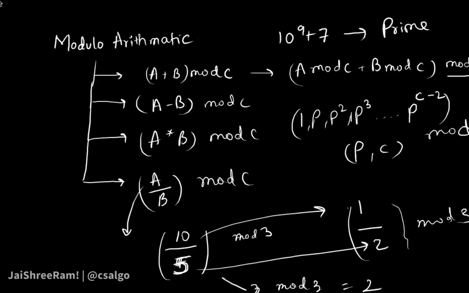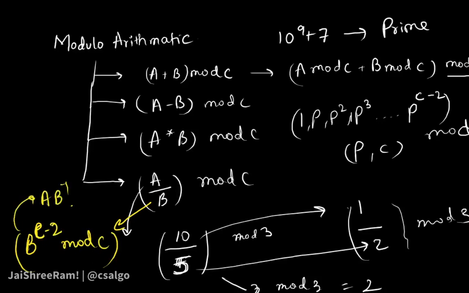And remember, whenever you need to find inverse, most of the problems that you face will have c as a prime. So let's say c is a prime, so you just need to find a to the power c minus 2 mod c. You just need to find this number and that's your inverse. Find this number, multiply it with a, and that's your answer for this, right?